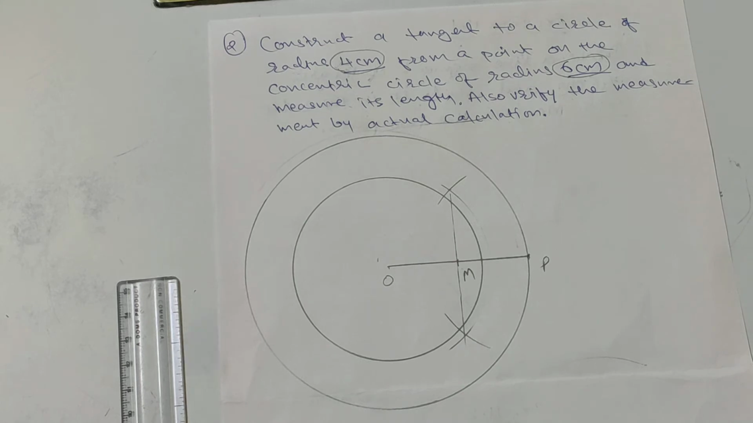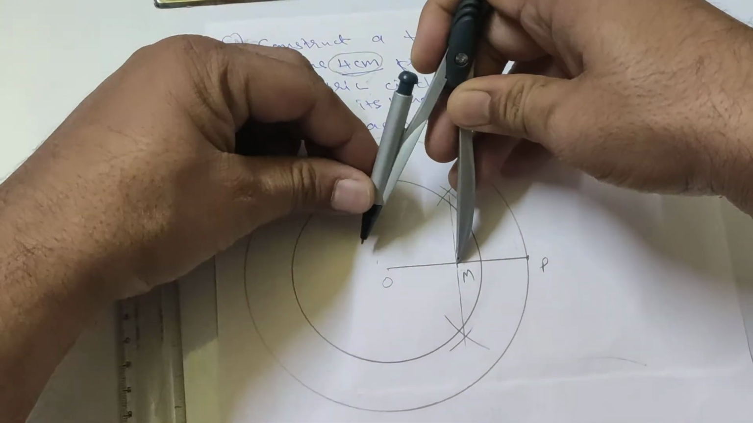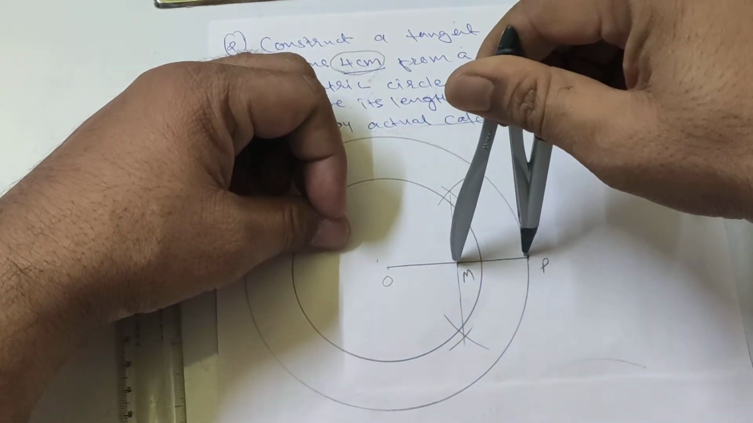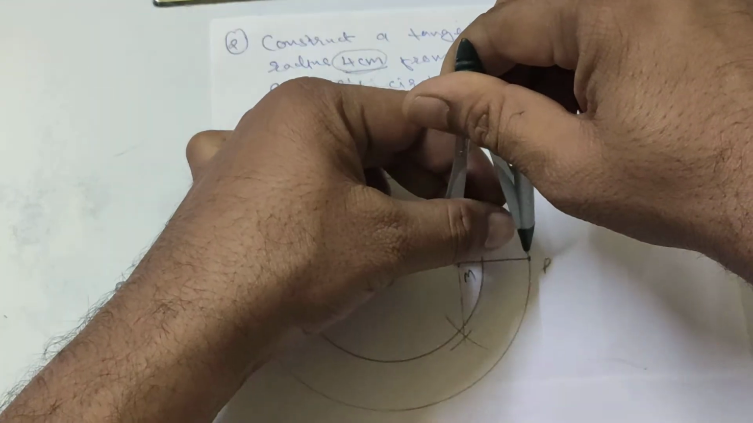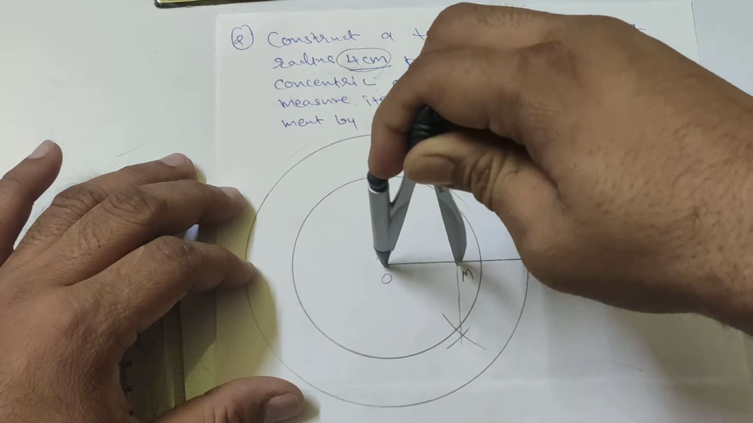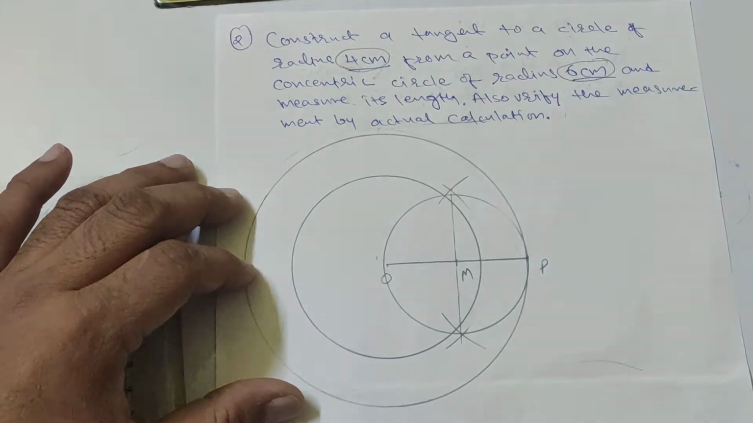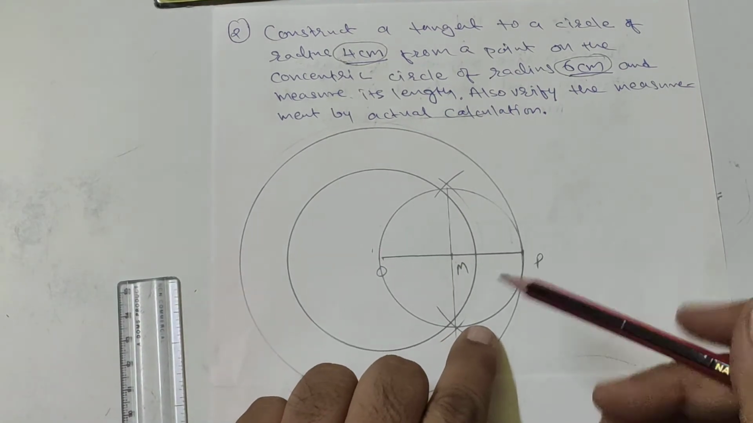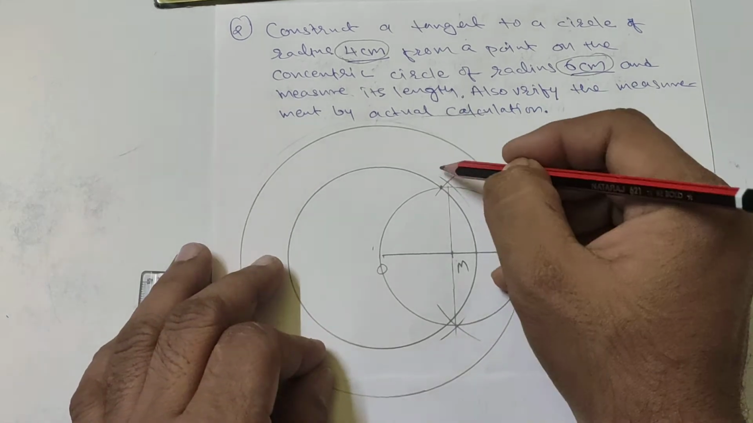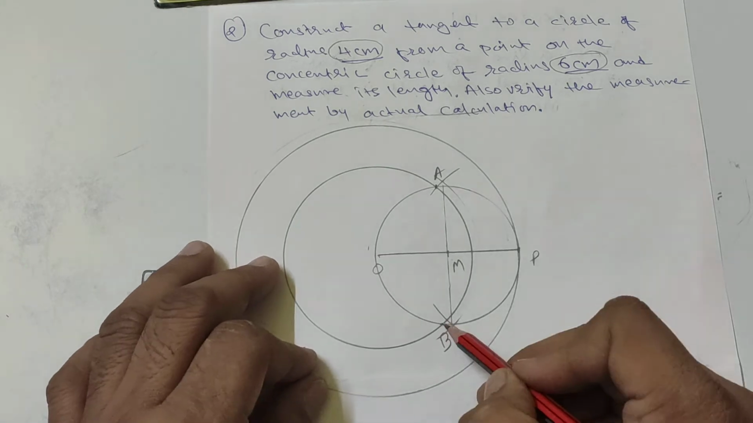Now repeat the same procedure, taking M as a center and OM as radius. So this is OM. You also verify it should touch right here as well. So taking this radius, I have to draw a circle. And wherever this circle intersects the original circle will be my final points, A and B. These are my final points.